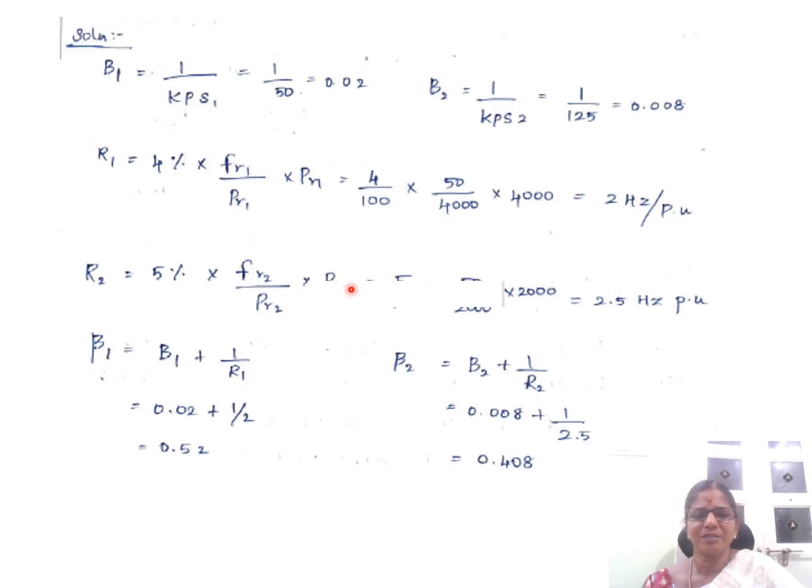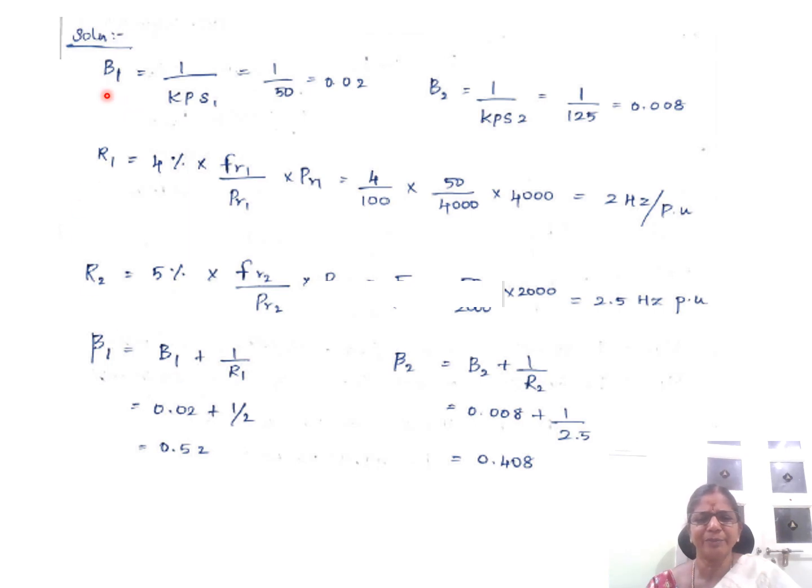For that, first I have calculated beta 1. Beta is the area frequency response coefficient, or characteristic, of area 1. Beta 2 is the area frequency response coefficient of area 2. The general formula is beta equals B plus 1 by R, where B is the load damping constant and R is the speed regulation. The unit here is per unit megawatt per hertz, so you are bringing the calculation in terms of per unit megawatt per hertz.